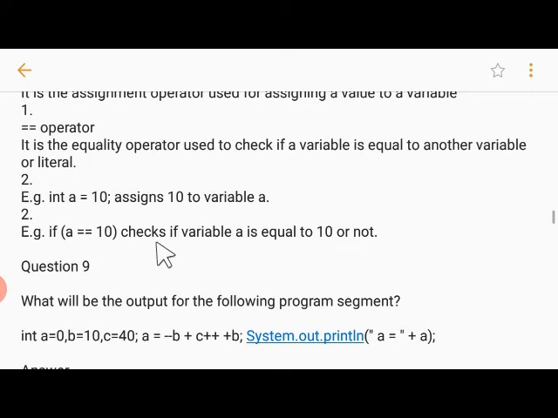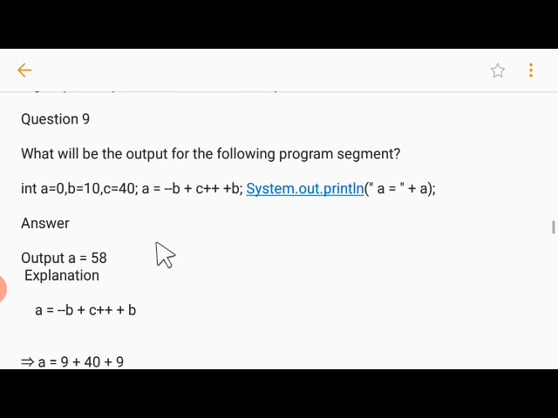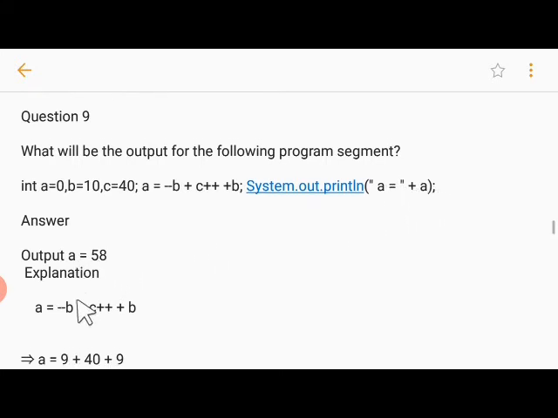Now after that, we talk about question number 9. What will be the output for the following program segment? int a equal to 0, b equal to 10, c equal to 40, a equal to --b + c++ + b, then System.out.println("a equal to" + a). Right. So let's discuss the output.